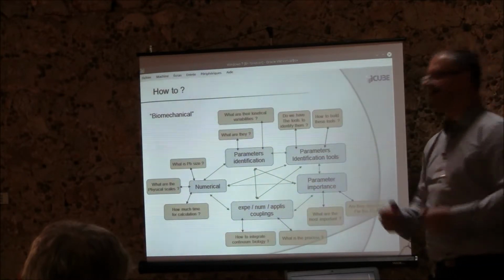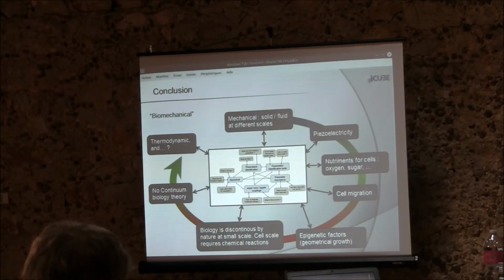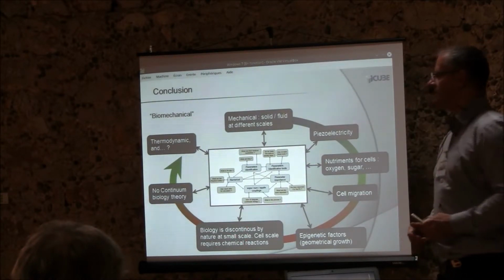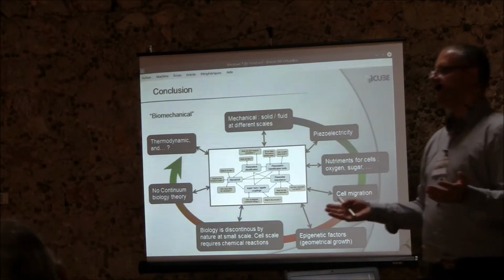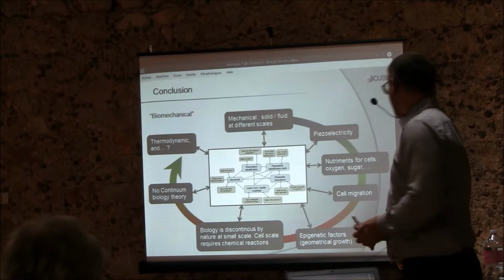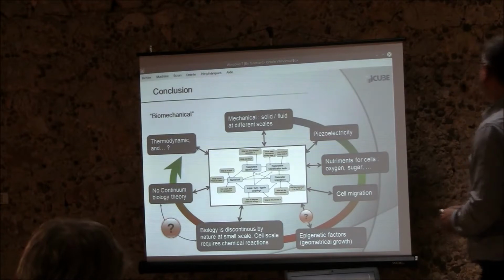Now I'm going to add an extra layer. We have done that, or sort of, we have at least asked the question about the mechanical problem. How do we add the other points? The piezoelectricity, cell nutriments, cell migration, epigenetic factors, and most problematic is the biology that we start to think about, which is an important factor for the evolution. Can be bone, can be any other biological material.